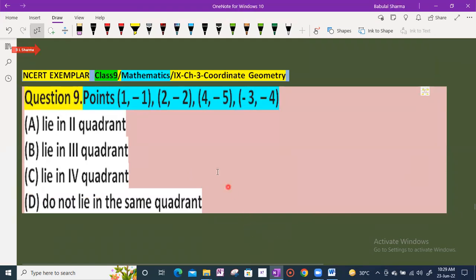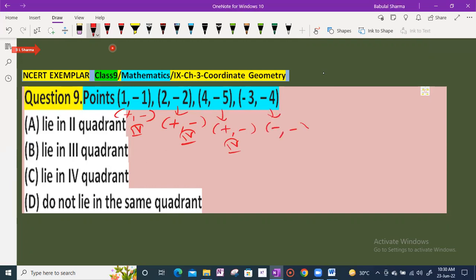Next question is on your screen now. Points (1, -1), (2, -2), (4, -5) and (-3, -4) will lie in the first quadrant. Student, here we check कि कौन सी quadrant में lie करेगा. देखिए, first is x is positive, y is negative, will lie in fourth quadrant. Then x is positive, y is negative, will lie in fourth quadrant. Here x is positive, y is negative, will lie in fourth quadrant. But here x is negative, y is negative, will lie in third quadrant.